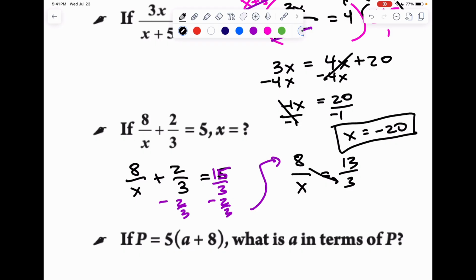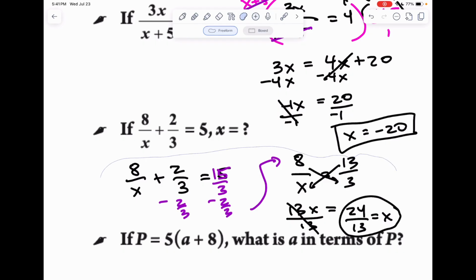8 times 3 will give me 24 equals 13 times x, which is 13x. We can divide both sides by 13, and we'll have x equals 24 over 13. Yuck! Should we see another way to do it?